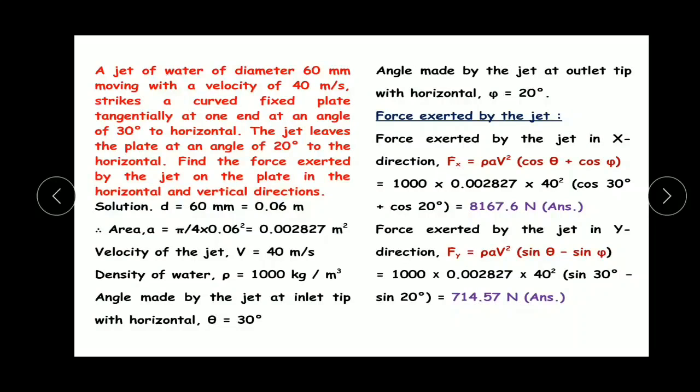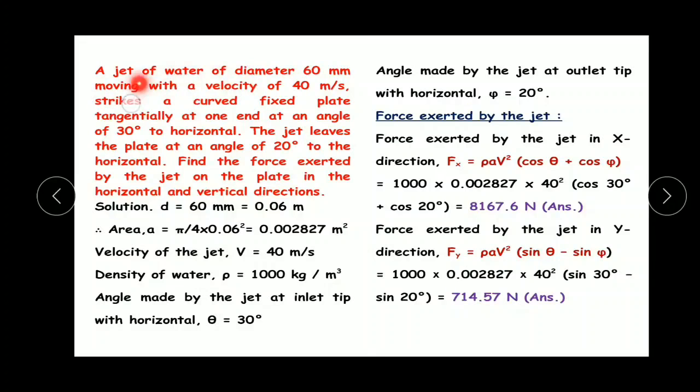Given data: diameter of the jet d equal to 60 mm. So we have to convert it into meters by dividing by 1000, we get 0.06 meter. Area of the jet A equal to pi by 4 into d square, equal to pi by 4 into 0.06 square, which becomes 0.002827 meter square. Velocity of the jet v equal to 40 meter per second.